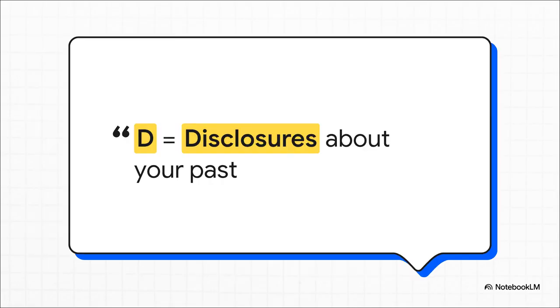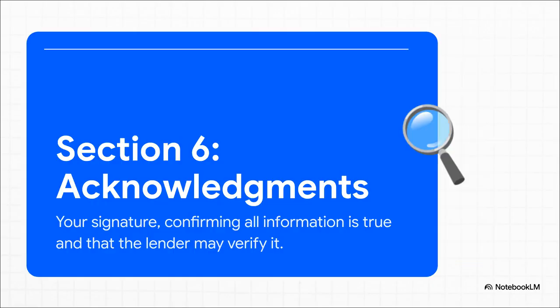And just think, D is for disclosures about your past. Being 100% truthful here is key. The lender is going to verify all the stuff anyway, so being upfront just makes the whole process smoother for everyone. Okay, Section 6. This is the big moment.